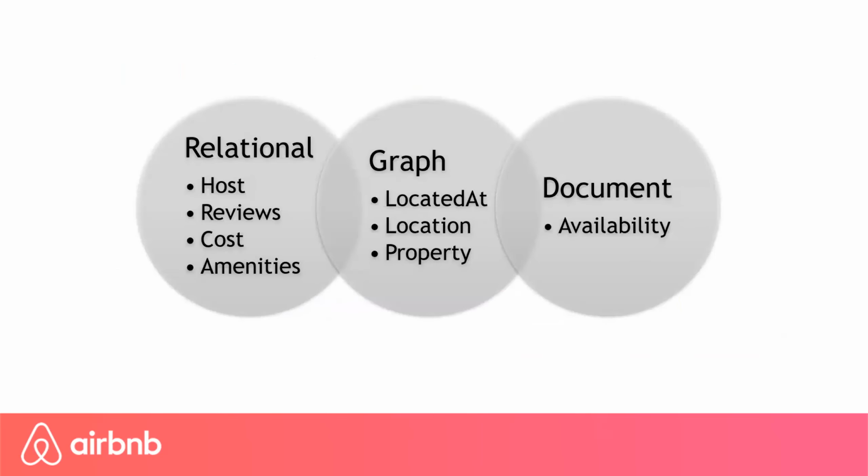So to create a multi-model database system and be able to manage this data coming from different sources, we segregated our relational, graph, and document tables in a manner that made it easier for us to link each table to generate meaningful reports. Here you can see the relational tables were hosts, reviews, costs, amenities, graph were location, property, and document was availability. I'll further be explaining them in the coming slides. Next.